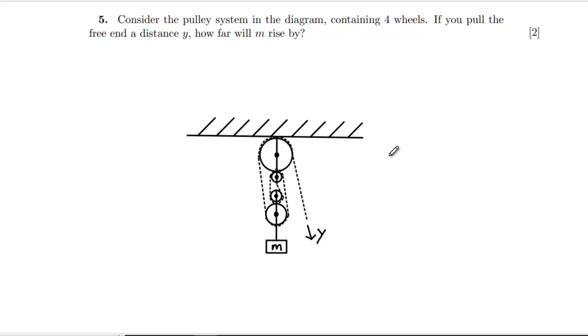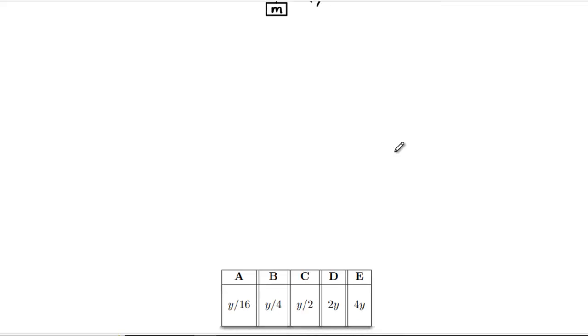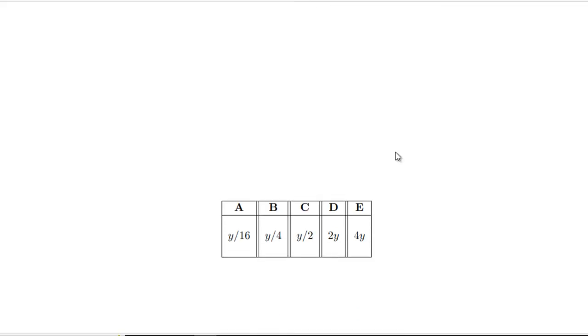Okay, consider a pulley system, or we like pulley systems, containing 4 wheels. If you pull the free end a distance y, how far will M raise by? Right, well, we've got 1, 2, 3, 4. So 4 ropes means we've got a mechanical advantage of 4, so we're going to move by a quarter of the distance in order to conserve energy. So we want y over 4, which is B.